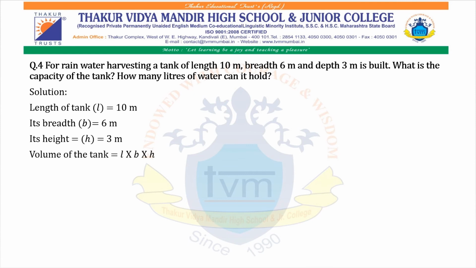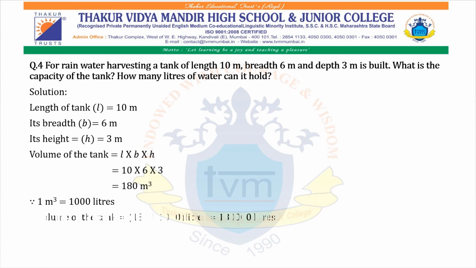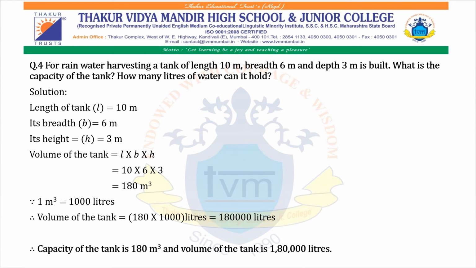Volume of the tank is L into B into H, that is 10 into 6 into 3 is equal to 180 meters cube. 1 meter cube is equal to 1000 liters. So volume of the tank is 180 into 1000 liters, that is 1,80,000 liters. Therefore, capacity of the tank is 180 meters cube and volume of the tank is 1,80,000 liters.